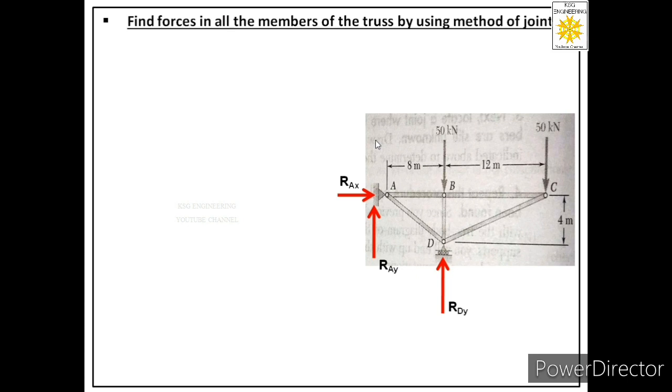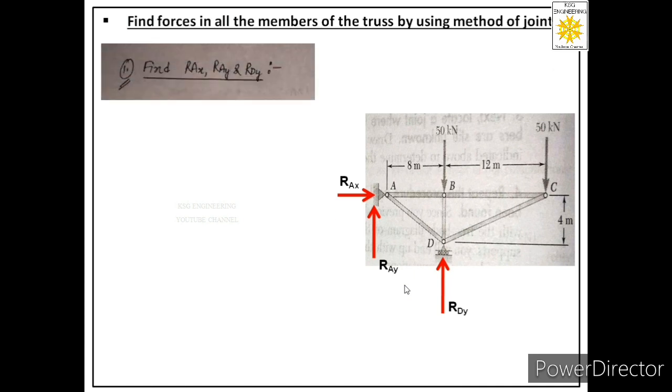What is the next step? The next step is to find those reactions with the help of equations of equilibrium. So those equations are summation Fx equal to 0, summation Fy equal to 0, summation M equal to 0. So it means now our motive is to find Rax, Ray, Rdy first.